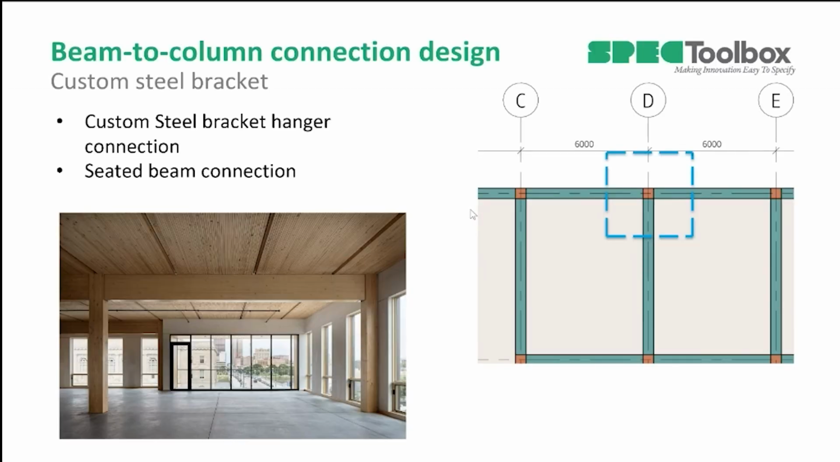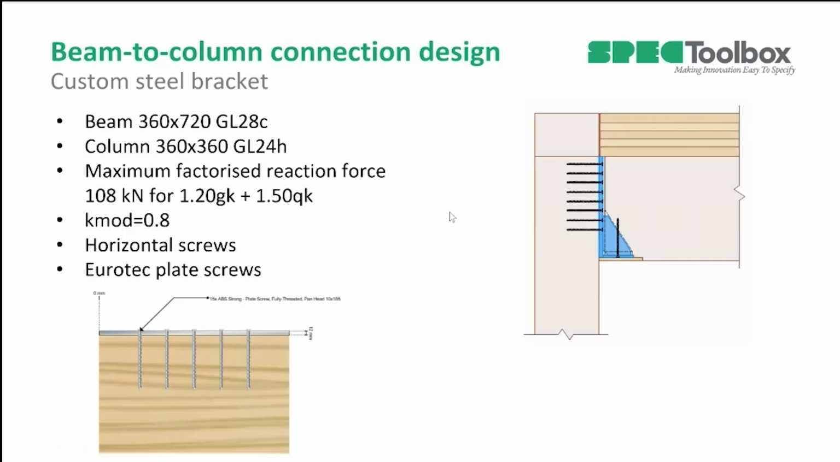I'm going to use that advanced theory to take you through some of the examples in the app. So we have here an example of beam to column connection design for the custom steel bracket connection for a seated beam connection. The first example is if we're using only vertical screws, or horizontal in this case. How many screws will we need and how would this design work? And the next thing I'll show you is also with the inclined part.